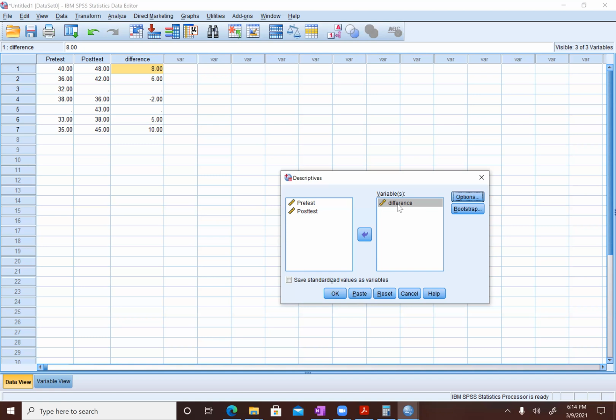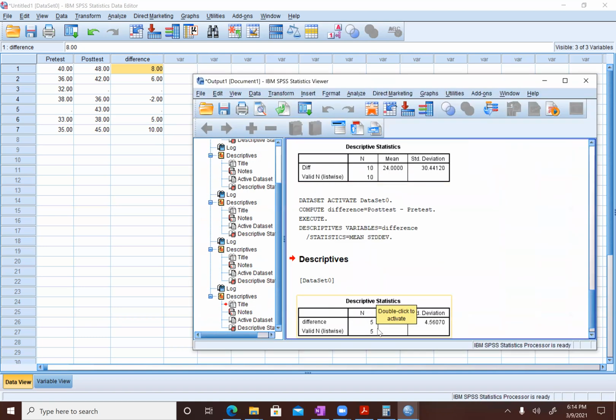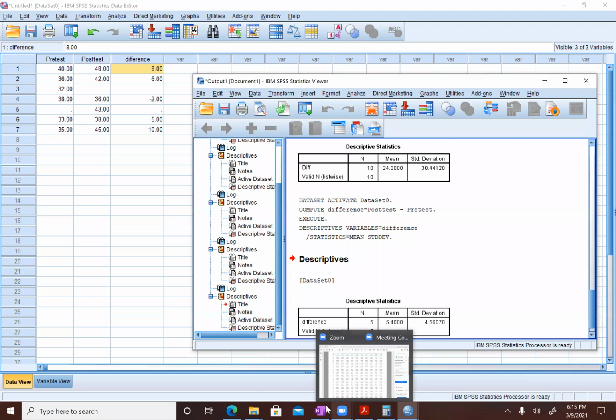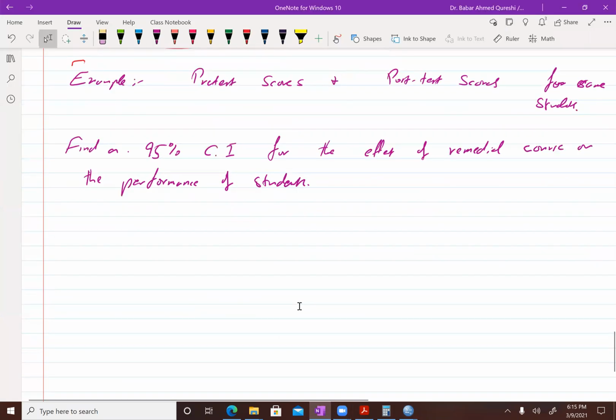So I just take this data, which is written over here, and compute its mean and its standard deviation. So it gives me 5.4 and 4.6. Let me write it over here.